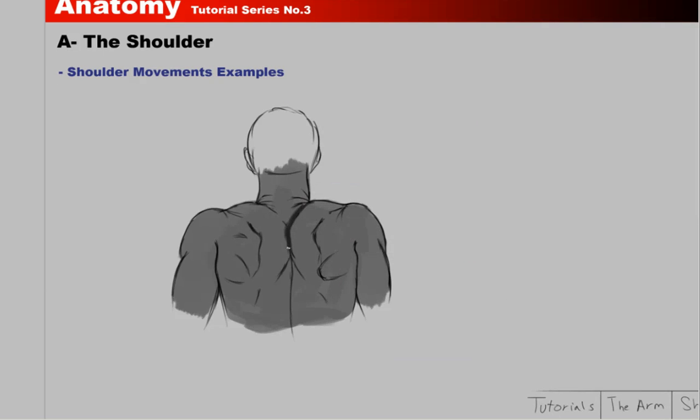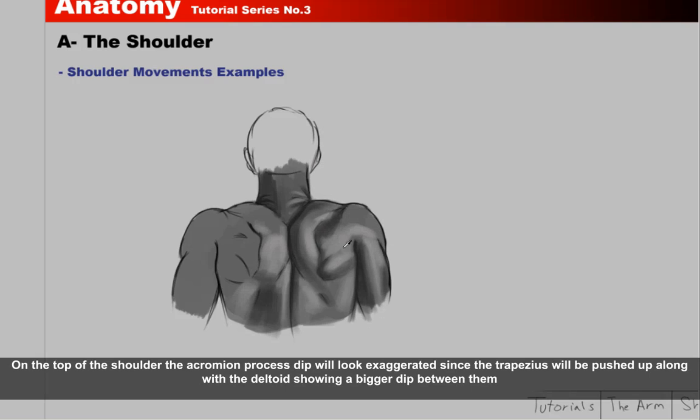On the top of the shoulder, the acromion process will look a bit more defined than usual because the trapezius muscle will be bumped up, and the deltoid. So you're going to see a deeper depth between the trapezius and the deltoid. That would be the acromion process, since the trapezius will be pushed up along the way.